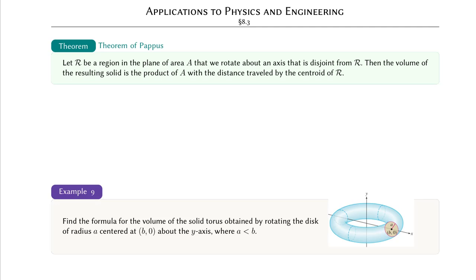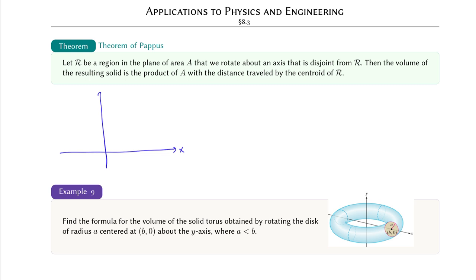The theorem of Pappus states that if R is a region in the plane with area A, and if we rotate it about an axis that is not crossing R, then the volume of the resulting solid is the product of the area times the distance that the region traveled around. That distance is going to be the circumference of the circular path that the region travels around. We will look at the special case only.